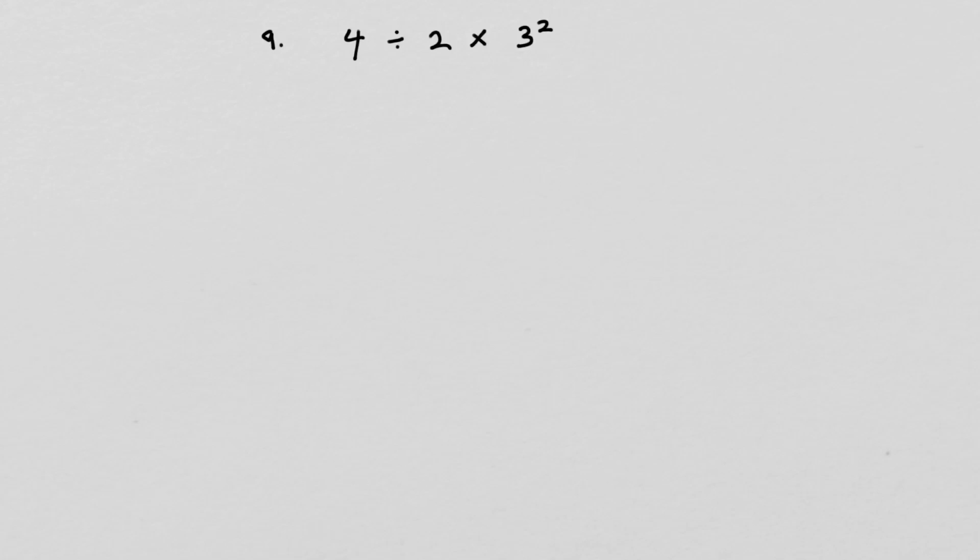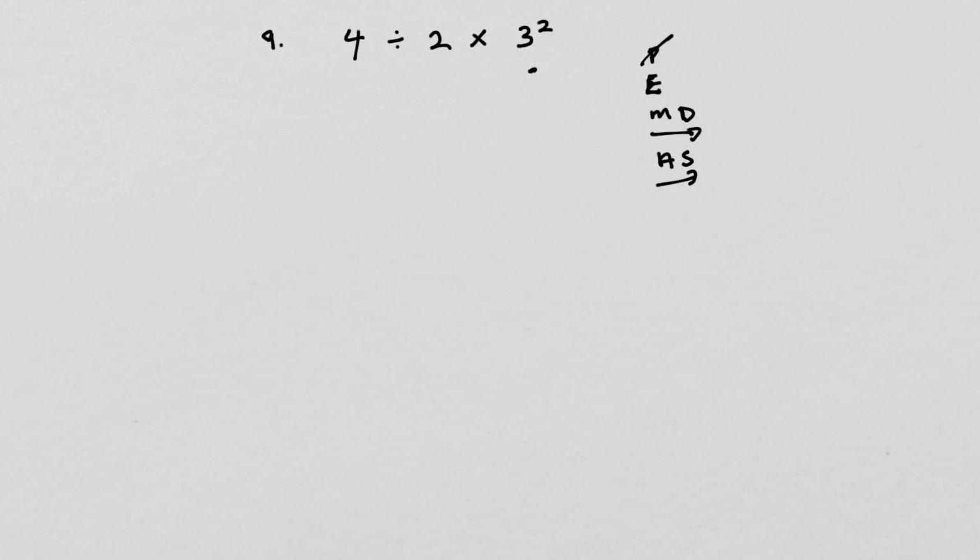Question 9 is a basic math question on the famous order of operations. We have 4 divided by 2 times 3 squared. From the order of operations, we have to do parentheses first, then exponents, then multiplication and division from left to right. Then finally addition and subtraction from left to right. Here, we do not have parentheses, so we will do the exponent first.